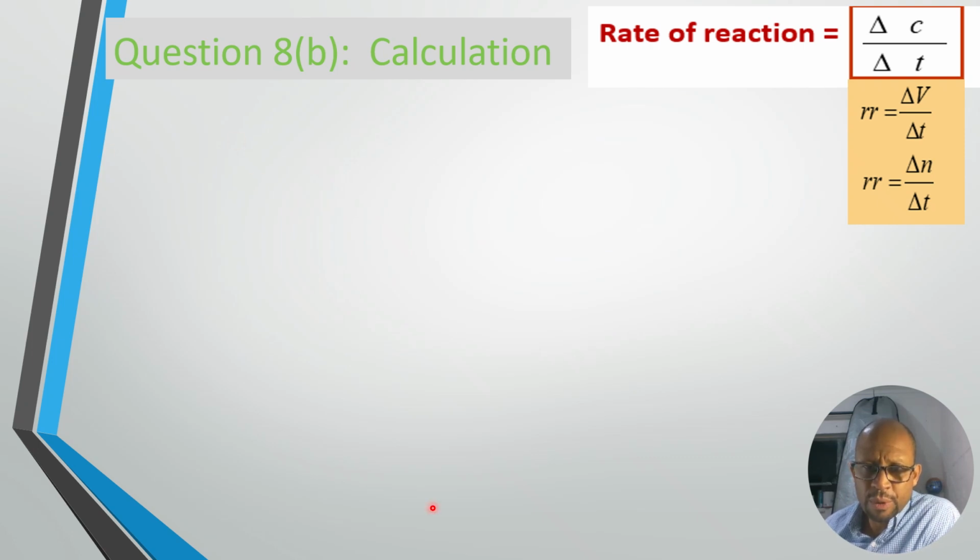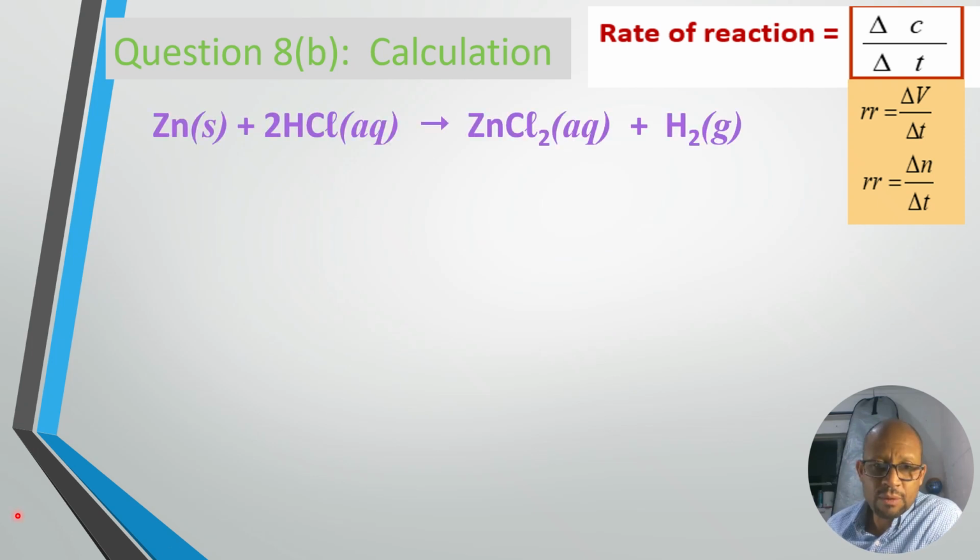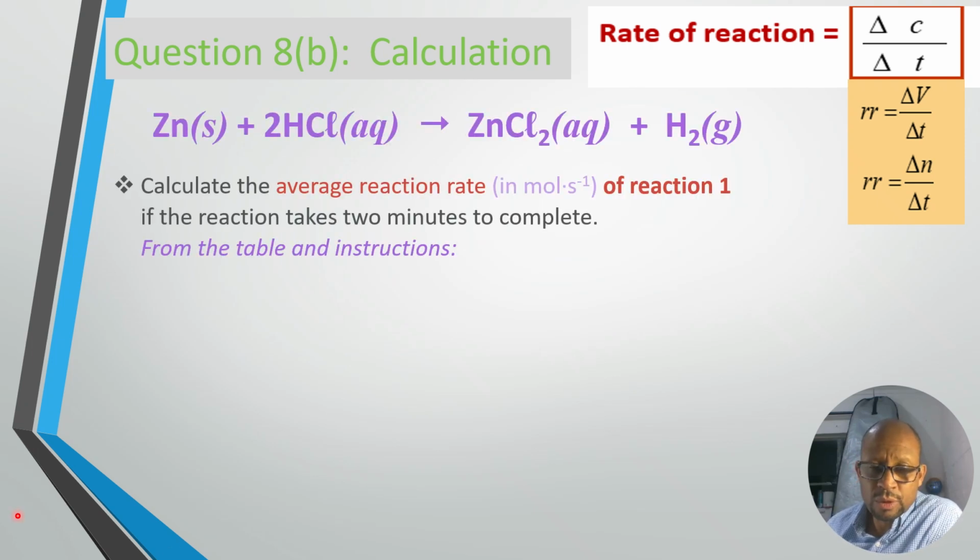Before we continue, there are several ways that you can calculate the rate of reaction. We can use concentration divided by time, we can use the volume divided by time, and we can also use the moles divided by time. If we're looking at our equation, we just want to refer back to it, so we place it there again.